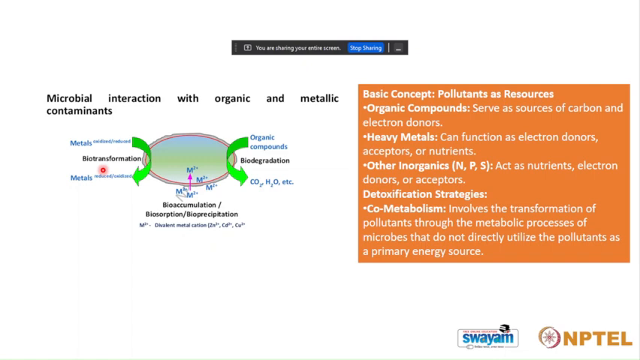Basically these organic compounds will be converted into non-toxic forms like carbon dioxide. And what happens in bioaccumulation, biosorption, or bioprecipitation? Basically in bioaccumulation, the pollutants will be accumulated inside the cells of microbes. Mostly metals will undergo these processes of biosorption, bioaccumulation, or bioprecipitation.